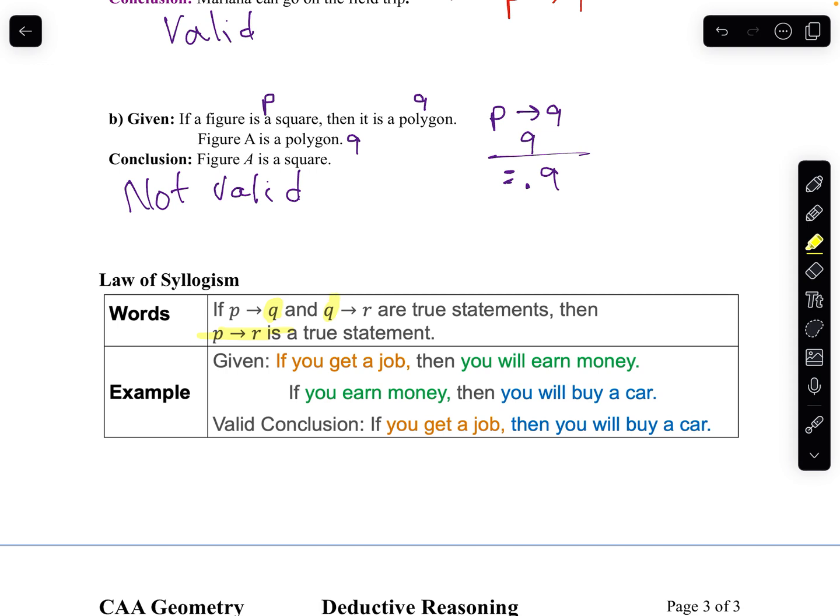So, the example I gave you: if you get a job, then you'll earn money. If you earn money, then you'll buy a car. So, if you get a job, then you will buy a car, because I'm going to just go from my first one to my last one, because my two middle ones are the same. If you think of Chaos in that insurance commercial, that's a law of syllogism. Let's take a look at one of those.